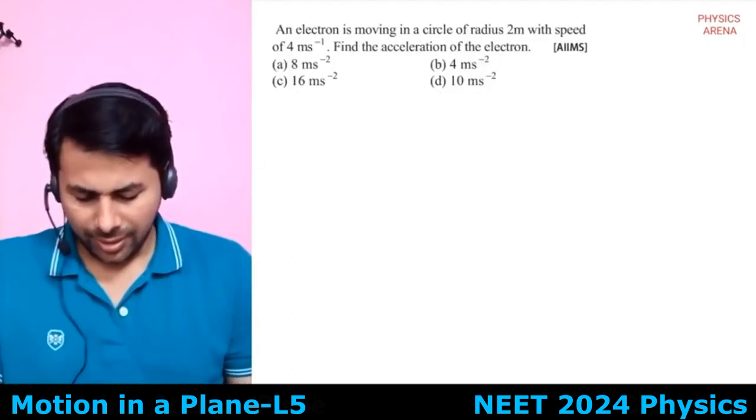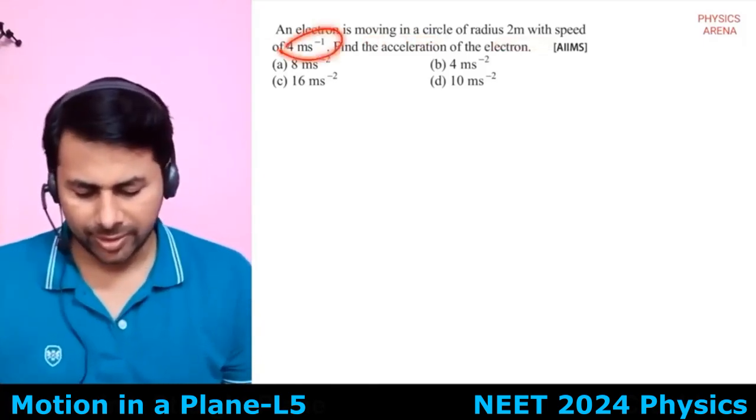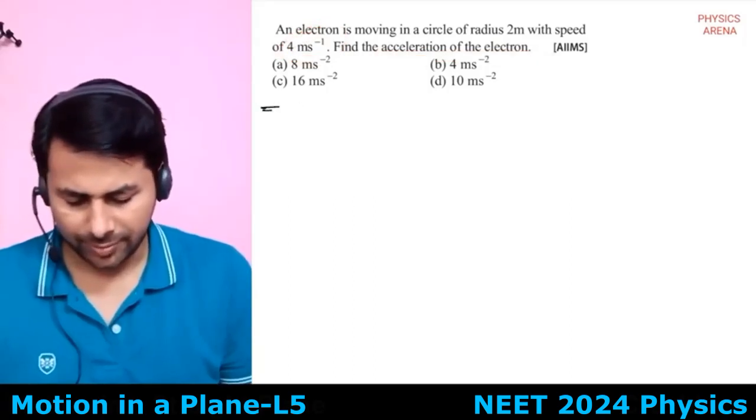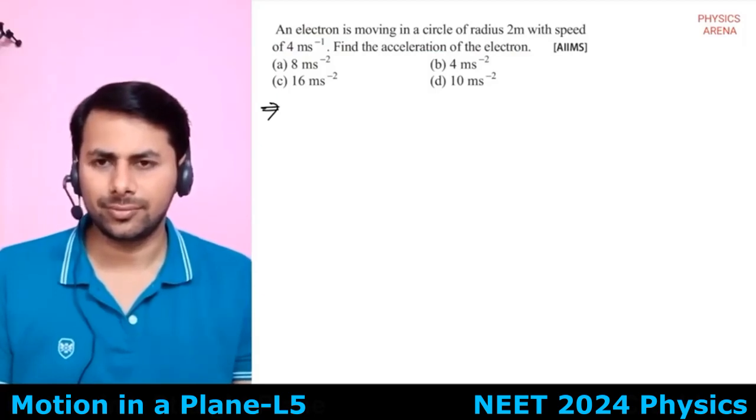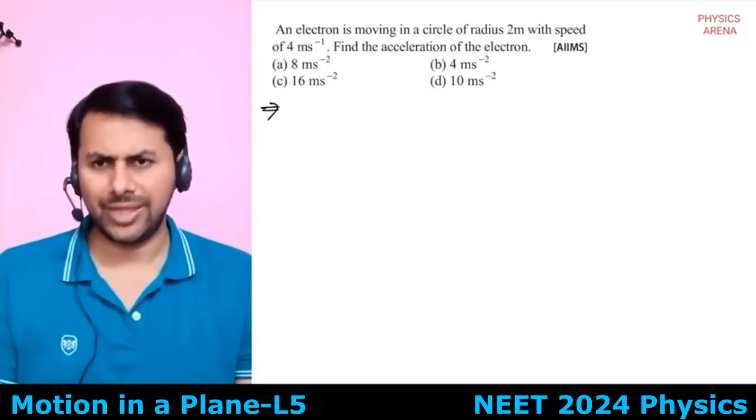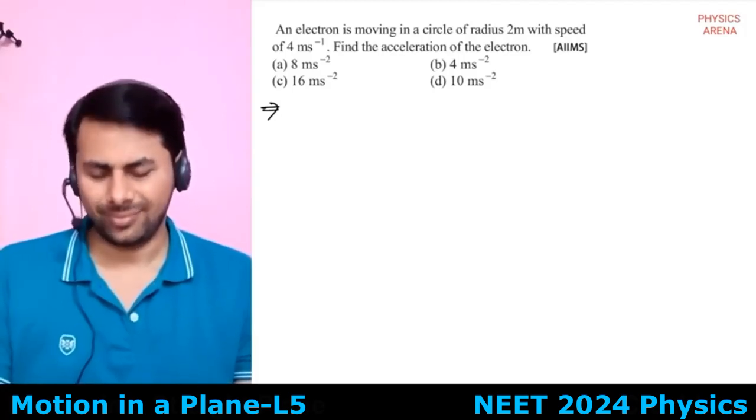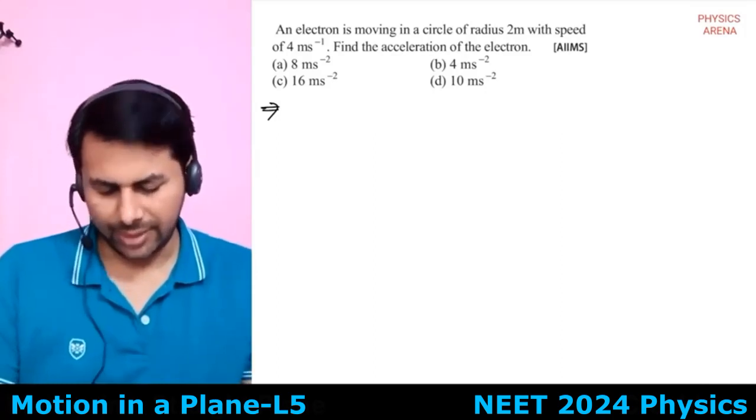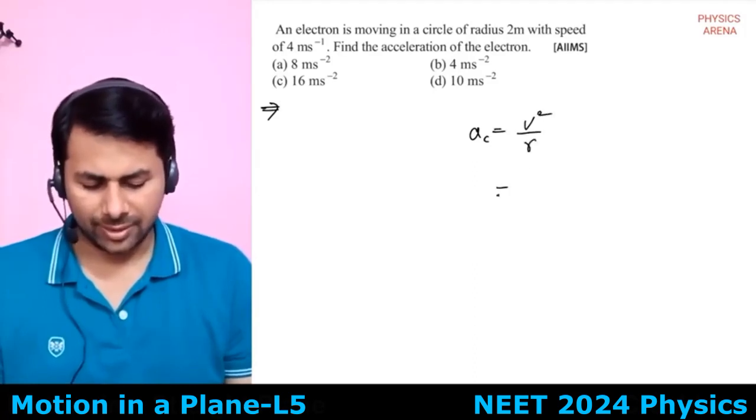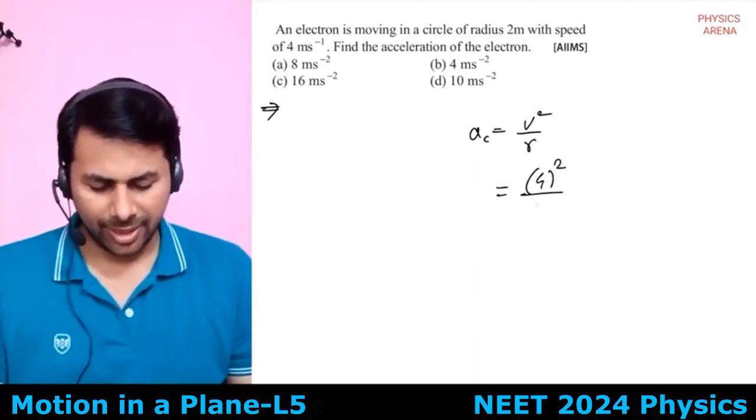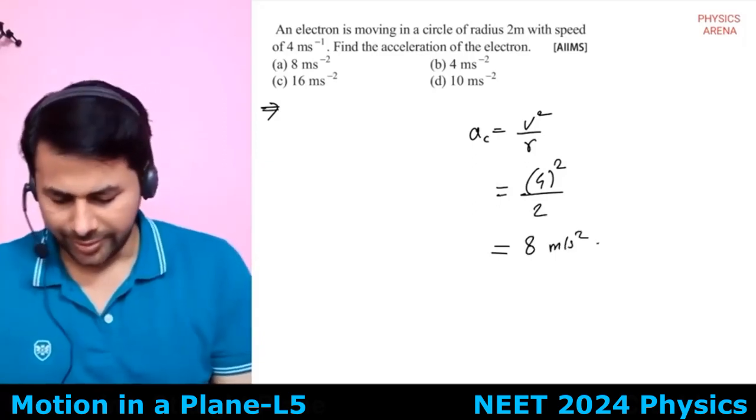Next question: an electron is moving in a circle of radius 2 meter with speed of 4 meters per second. Find the acceleration of the electron. Which acceleration will this be? It is centripetal acceleration, V square upon R. So 4 square divided by 2, 16 by 2, 8 meters per second square. Good.